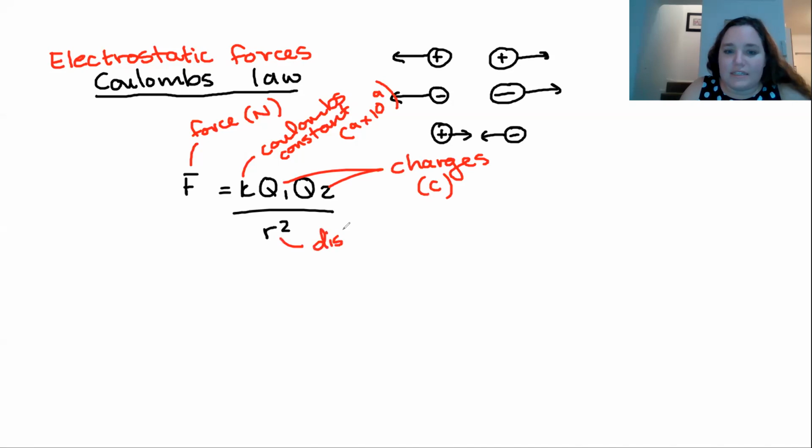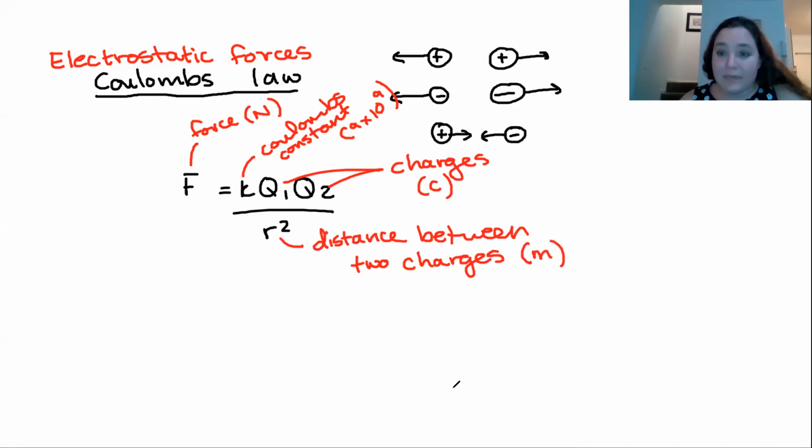And R is the distance between the two charges. Very importantly, because this is where most people lose their marks, the distance between the two charges is measured in meters. That means that you have got to convert centimeters and millimeters to meters.